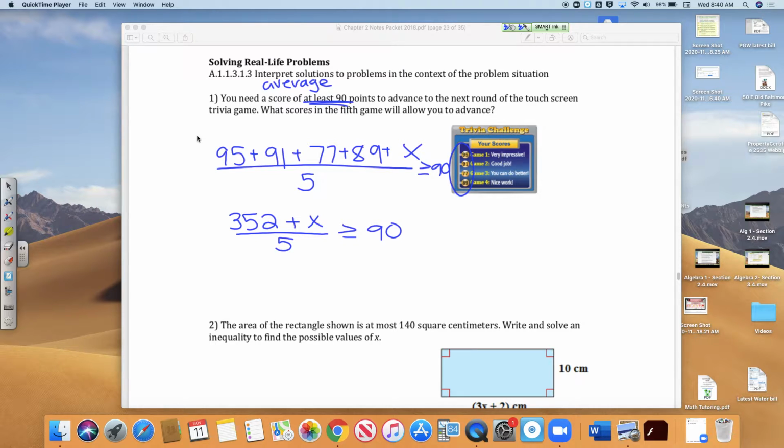And then to solve this, you could do a couple things, but I kind of want to get rid of this divided by 5 so that there's no division at all. To get rid of divided by 5, we multiply both sides by 5. When you multiply this entire fraction by 5, these 5's cancel out, and I'm left with 352 plus x on the left. And 90 times 5 is 450 on the right. The last thing I would do then is subtract 352 from both sides.